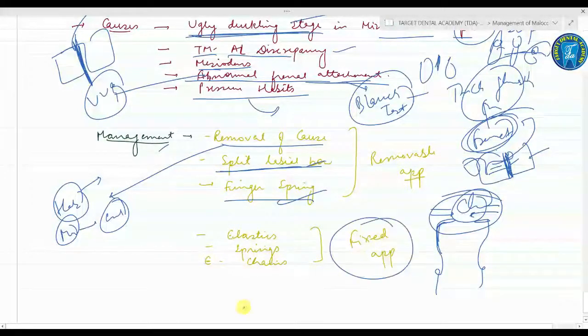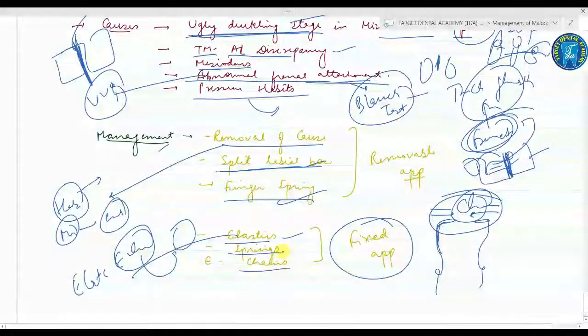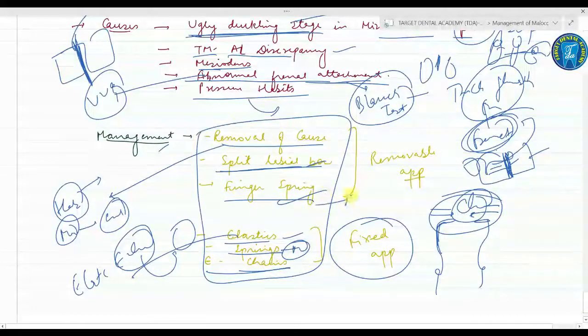And in the fixed appliances, when you place the bracket, you will go for the elastics, that is mostly the elastomeric chain, the E chain, which is most commonly used to close the midline space. The springs and the E chains, these are all the appliances which you use to close the midline space.